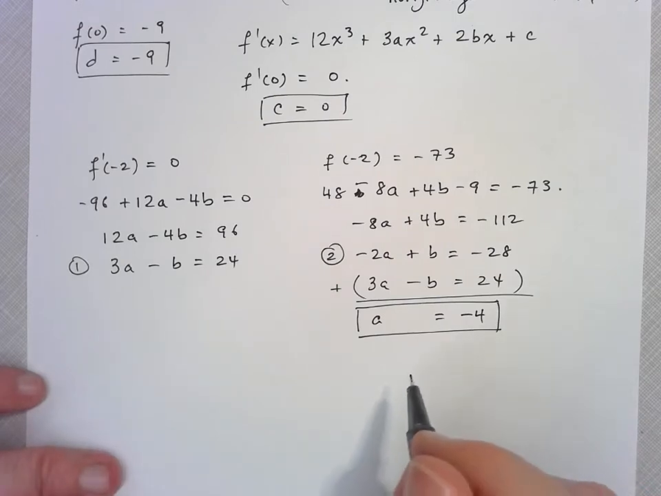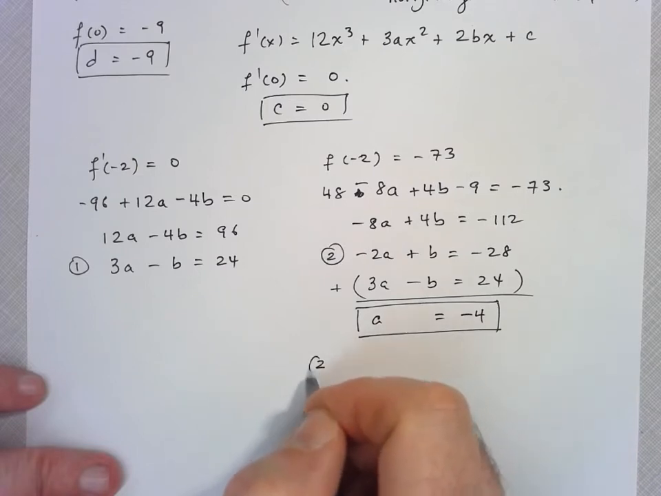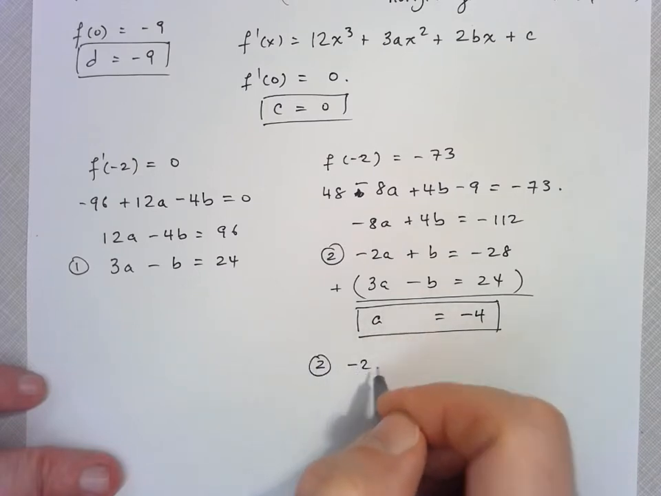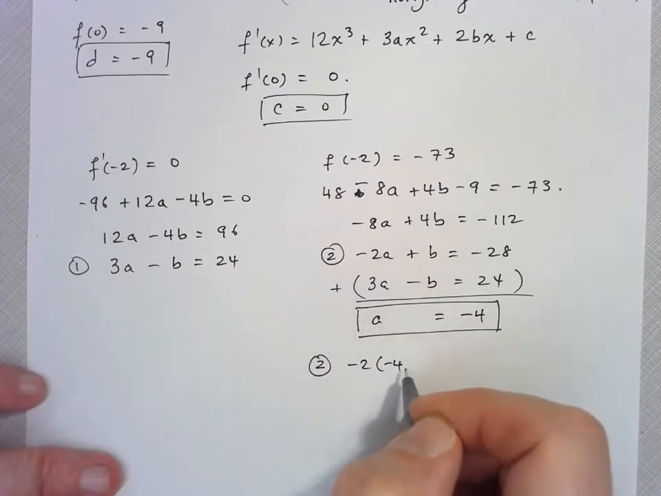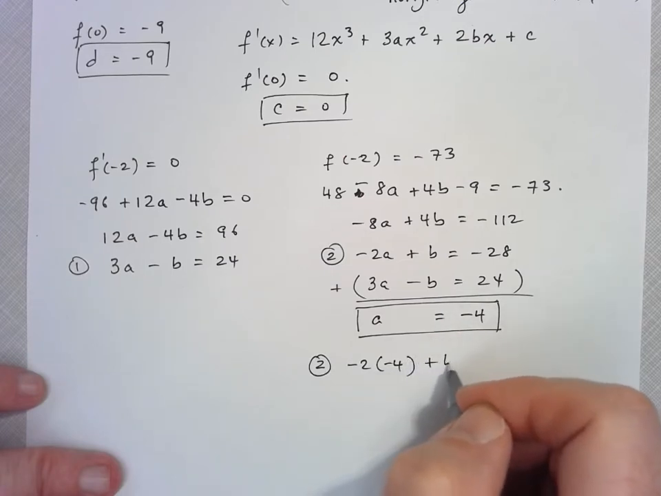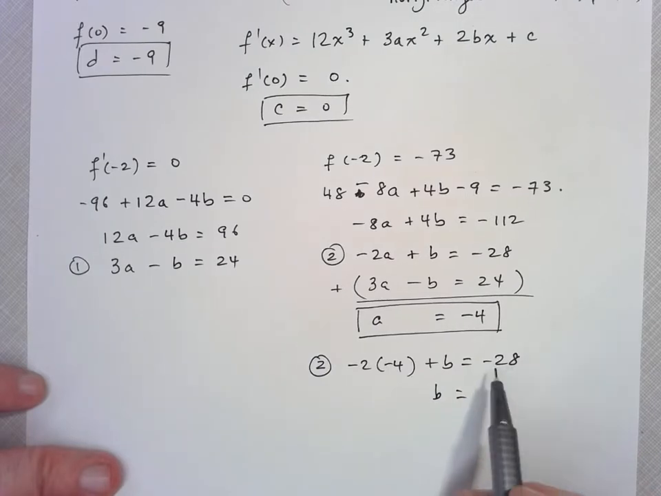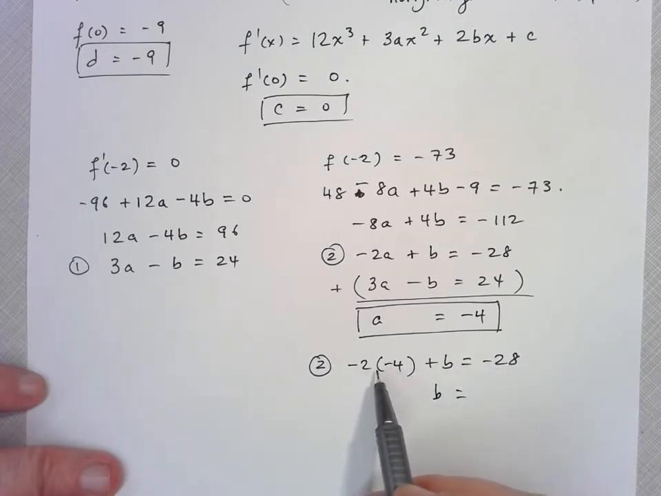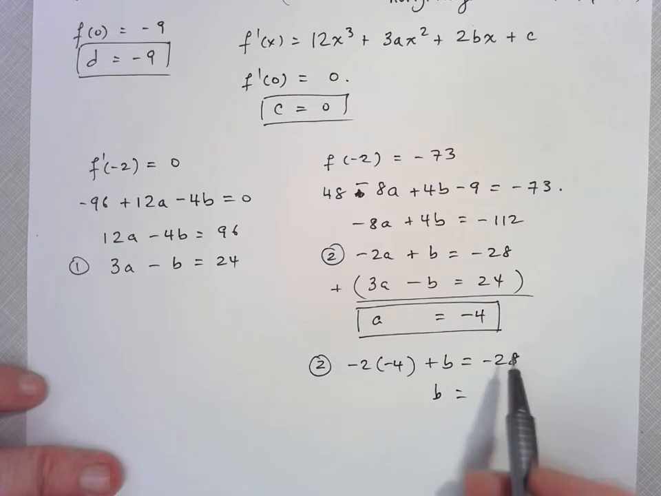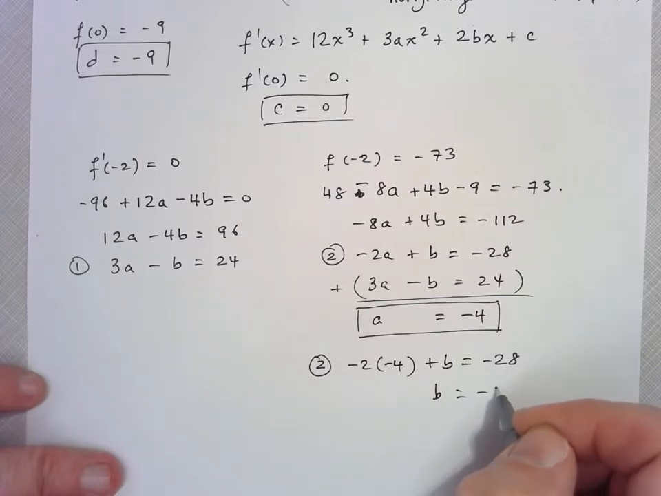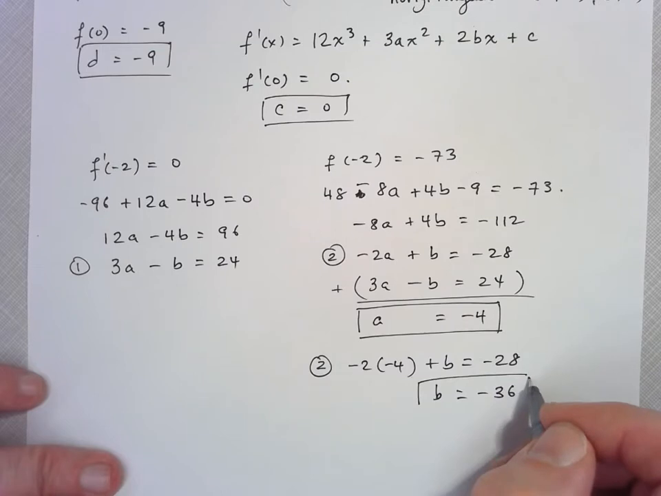Okay, so I'll use equation 2 to solve for b here. So we've got negative 2 times a, which we just found was negative 4, plus b equals negative 28. So b is equal to negative 28, and this is positive 8, so when I bring it to the side, minus 8. So negative 28 minus 8 is negative 36.